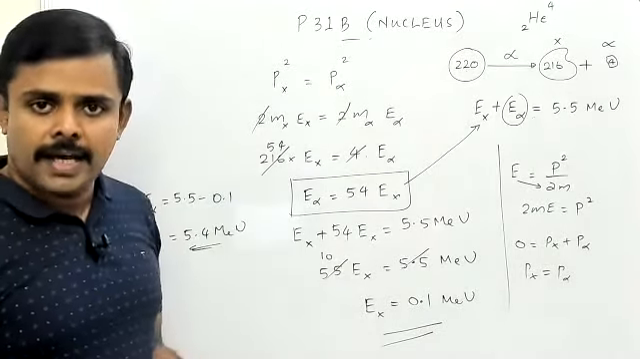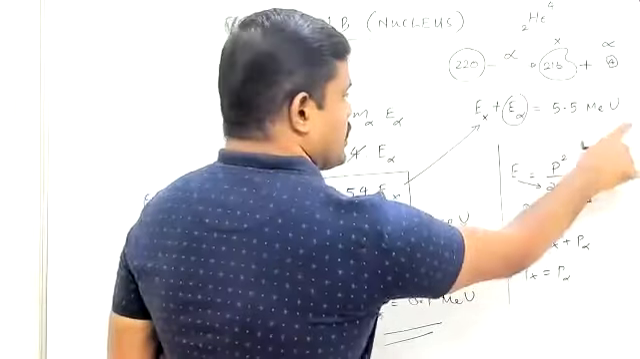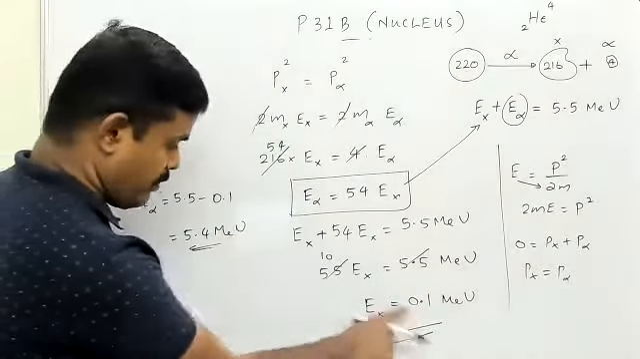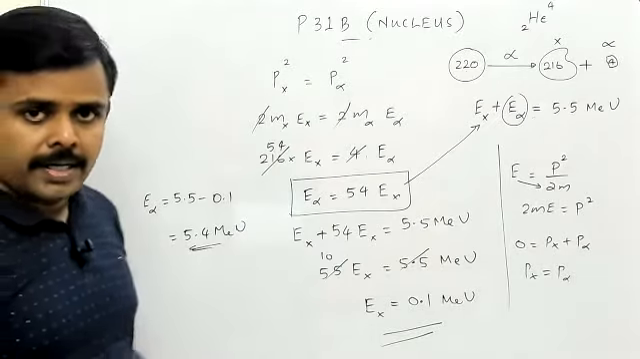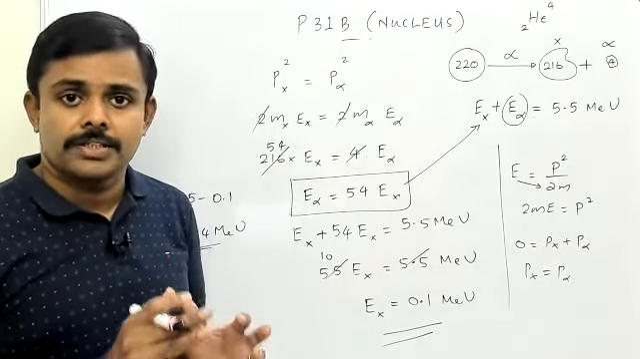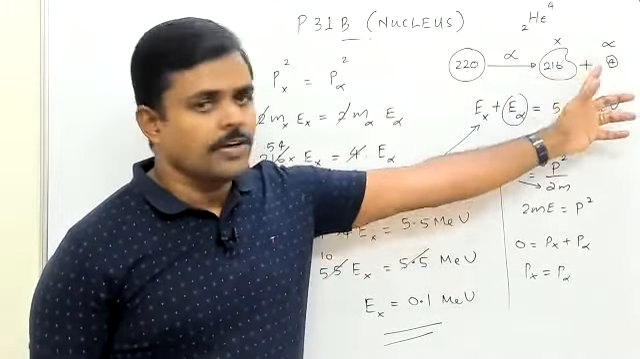But the question is not to find Ex. We need to find E alpha. E alpha I can find from here. This goes to the right side. 5.5 minus Ex, and Ex is 0.1. So 5.4 MeV. And for solving this question, you should know one thing beforehand. Q value is actually the total energy released: energy of X nucleus plus energy of alpha particle.